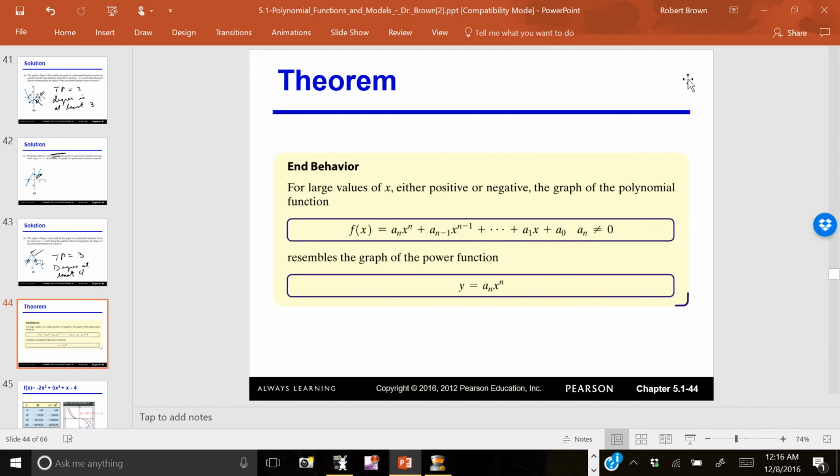Now, this is a theorem you may have had in college algebra, and what it tells us about is what happens to the graph of a polynomial as x goes to infinity or x goes to minus infinity. In other words, how does it look on the far left or the far right?